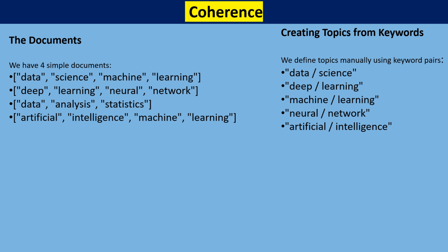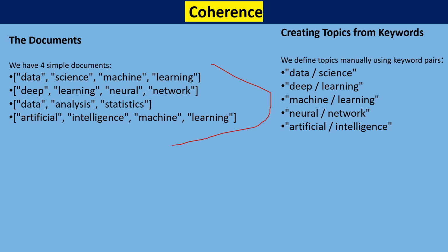So in the forthcoming Python code, we have the documents. We have four simple documents: data science, machine learning, and so on. So there are four input documents. Each one is a short list of words. They belong to specific themes. They are like notes written by different students.